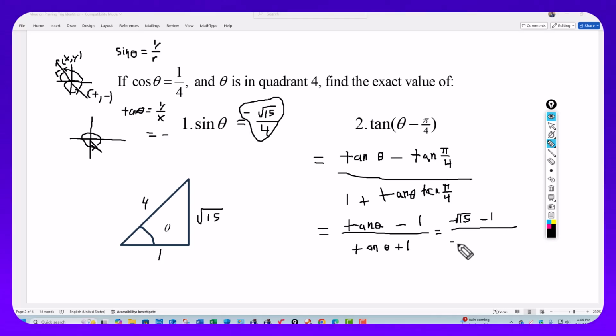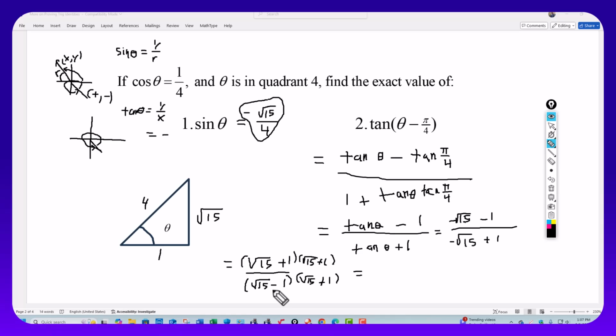So we have negative square root of 15 minus 1 in the numerator. In the denominator, negative square root of 15 plus 1. And then I'm just going to multiply by a negative 1. So it'll be the square root of 15 plus 1 for the numerator, and for the denominator, the square root of 15 minus 1. Now I'm going to rationalize this by multiplying by the conjugate of what I have in the denominator, which is the square root of 15 plus 1, top and bottom.